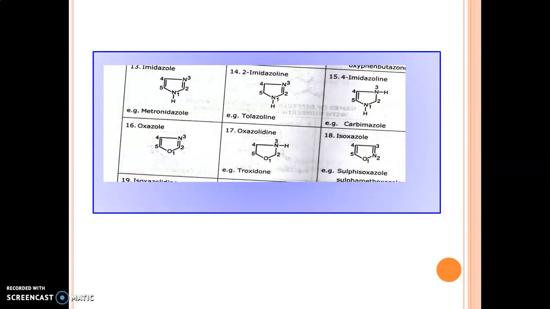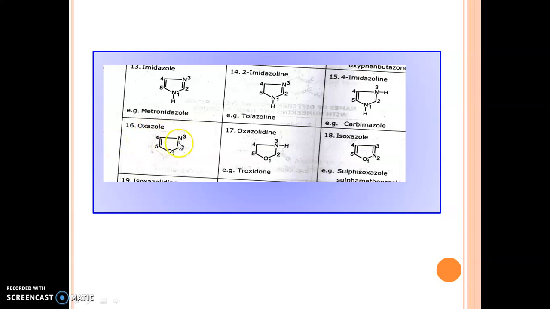Next, this is a five-membered ring containing two nitrogens at 1, 3 position called imidazole. When there is saturation of one double bond, imidazole is converted into imidazoline. When there is a double bond at 2 position, name of the ring is 2-imidazoline. When there is a double bond at 4 position, name of the ring is 4-imidazoline.